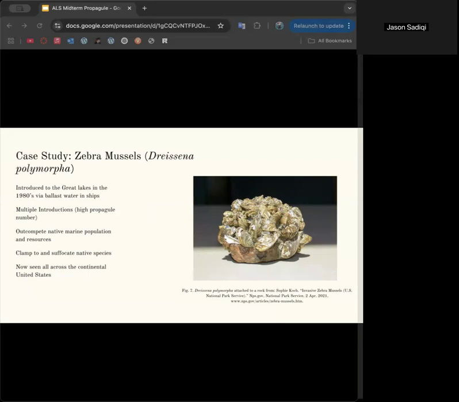Firstly, we'll discuss the zebra mussel, which was shown previously in this presentation. Zebra mussels were introduced into the Americas from Eurasia through ballast water from ships that was dumped into the Great Lakes in the 1980s.